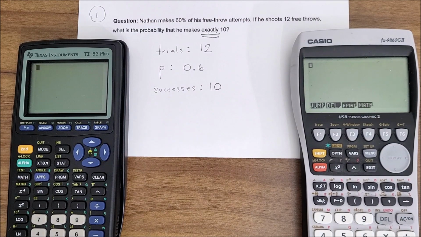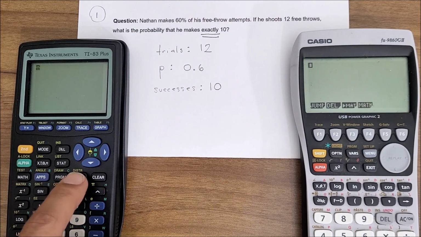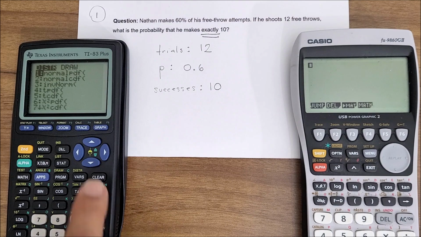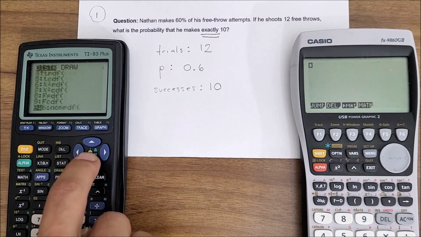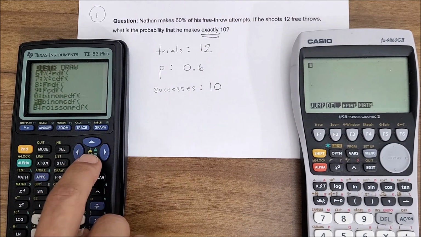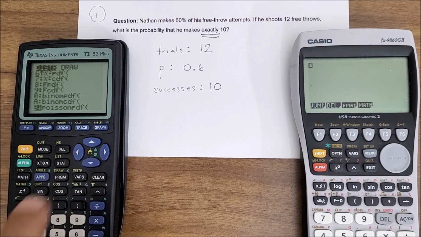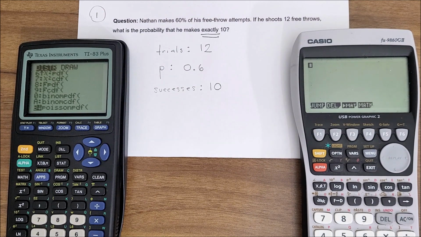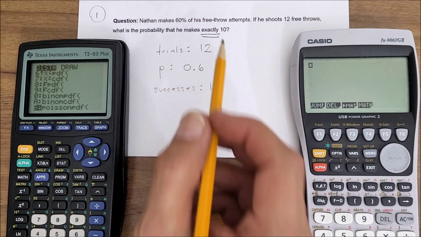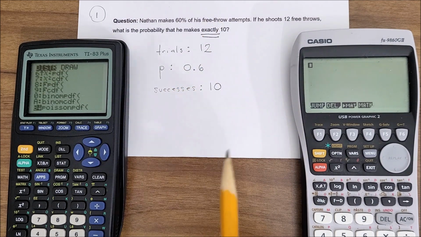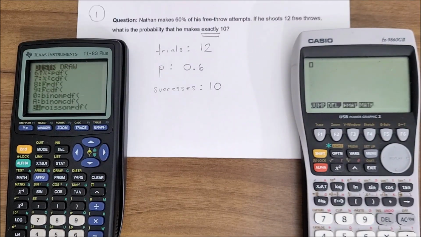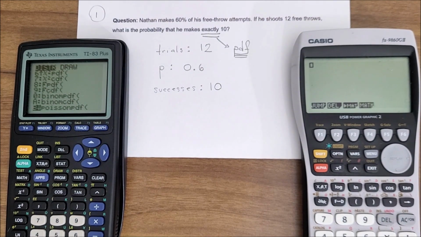On a TI, you're going to hit 2nd, VARS, which has DISTR above it, because we want distributions. I'm going to go down until I see binomial. When I get there, notice that there are two binomials here: a binomial PDF and a binomial CDF. Binomial PDF is for when you're looking for the probability of an exact number. Think PDF like P for precise. When it says exactly a number, if you want to know the probability for that exact amount of successes, you would use PDF.